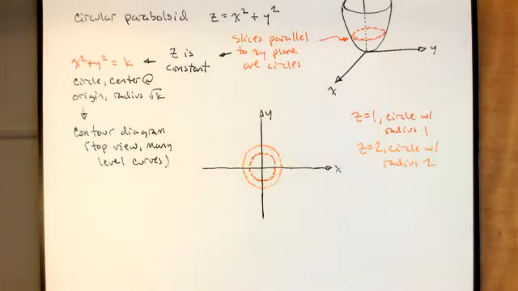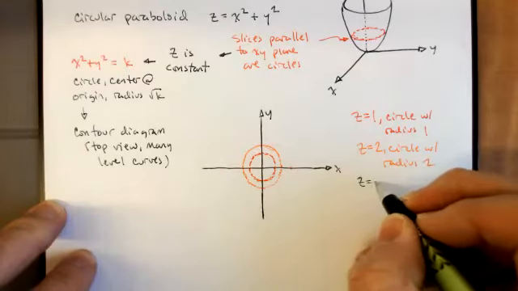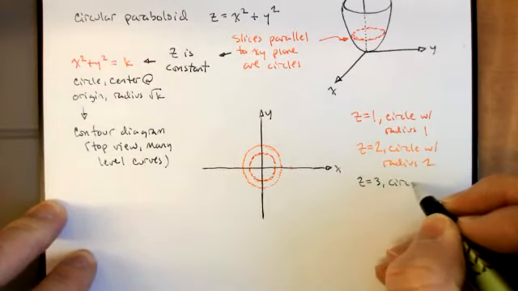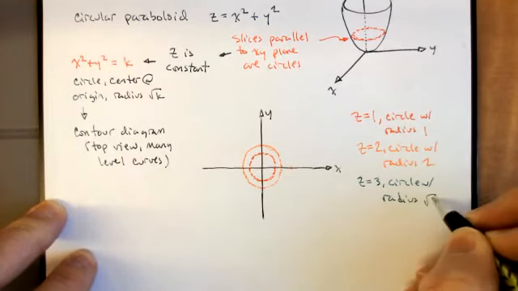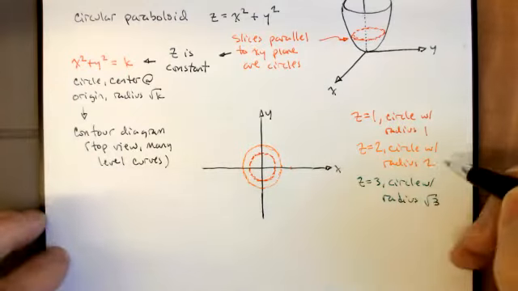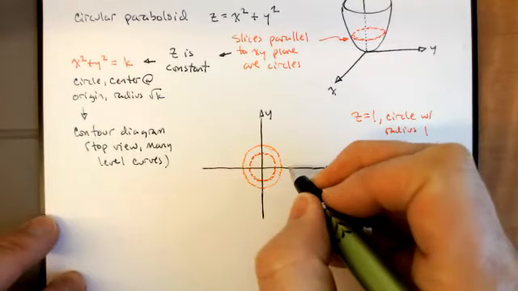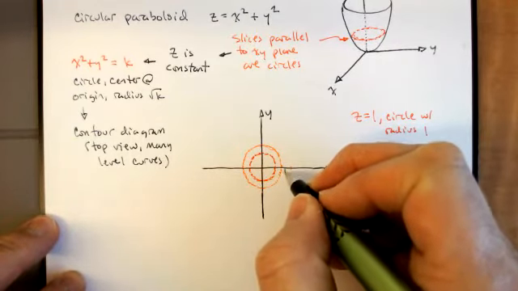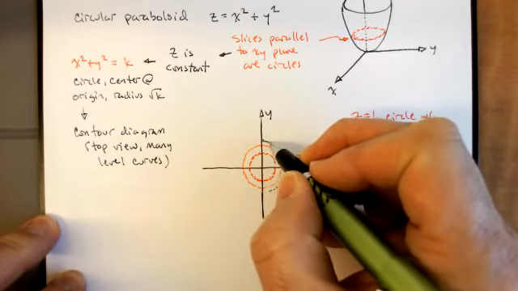So our first circle has radius 1. Our second circle, where z is equal to 2, is a little bit closer. So it's got a radius of 1.4. When z is equal to 3, we'll have a circle with a radius square root of 3. I just said square root of 2. So what we're going to notice is that the circles are getting closer together.